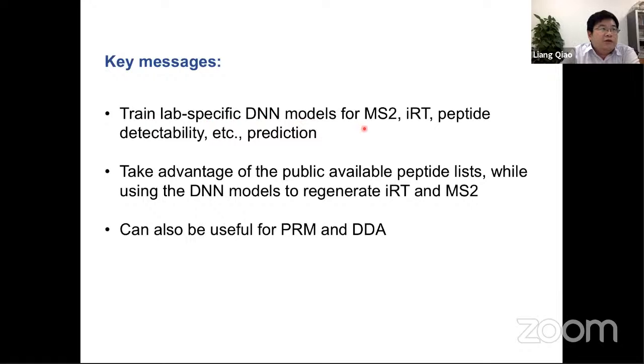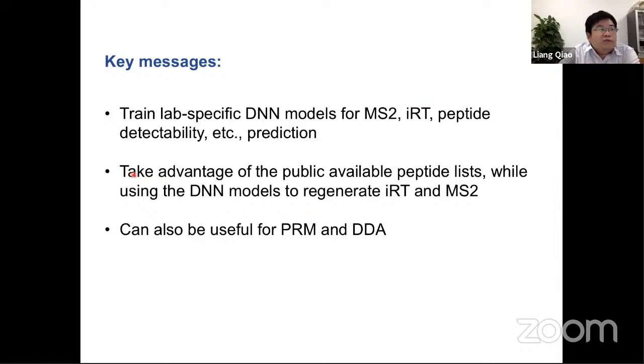That means you can generate the data by yourself, and then you train your model, and then you can use the model on the same instrument. Because from different labs, we may have different settings on the instrument, and that can bring some differences to the MS2 and the retention time and so on.